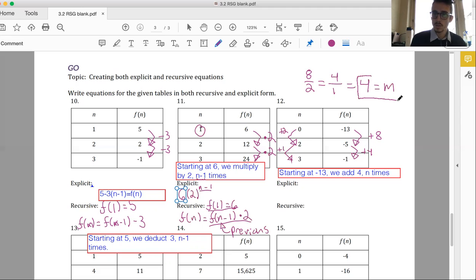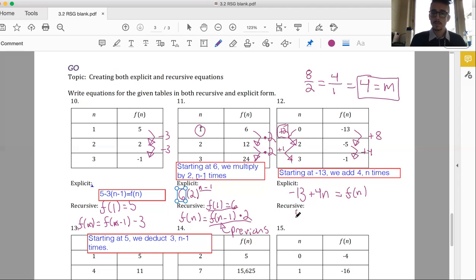And I think that this was really important to look at closely because your n values here weren't just going by ones. Right here, it goes by 2. So you got to give respect to that. So this can actually help us put together our explicit because we're starting at -13 and we add 4 n times. And so we can call that f of n for the explicit.